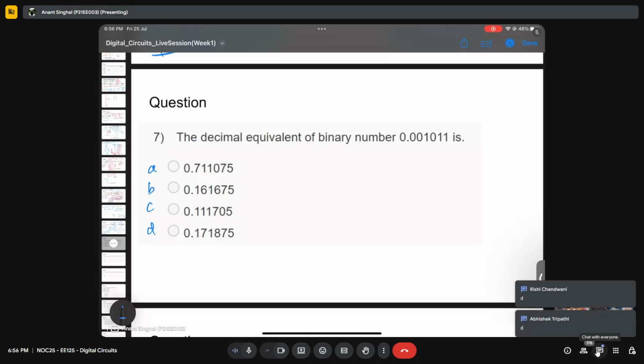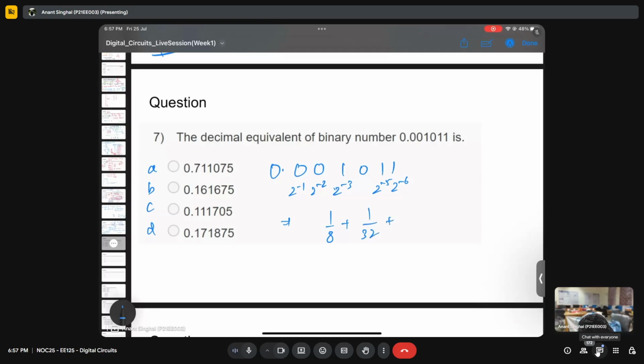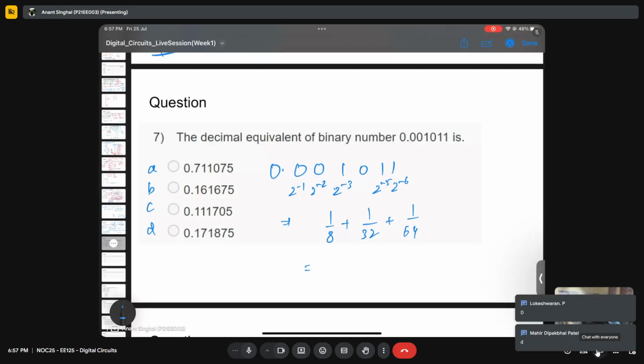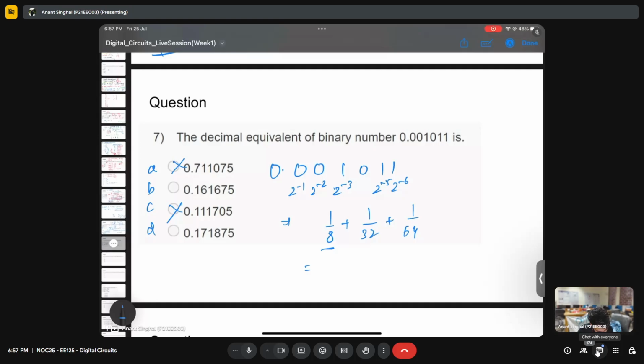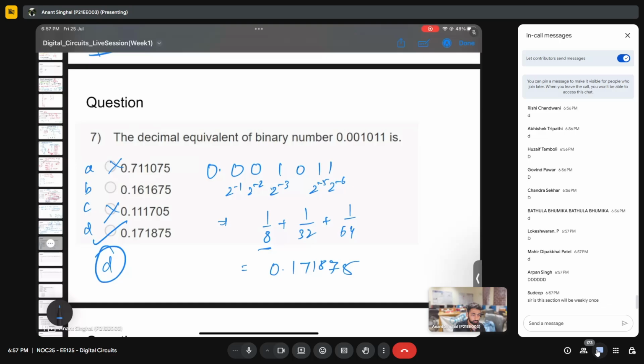Did I get any answer? Okay, option D, that is what I am getting. So let's write again 0 0 1 0 1 1. This will be -1, -2, -3, then this will be 5 and 6. So the answer would be 1 by 8 plus 1 by 32 plus 1 by 64. You need to use the calculators here. Let me use a calculator and let you know what I'm getting. It cannot be 0.7, as I can clearly see, and this is 0.125, so this is not the possibility. The answer that I'm getting is 0.171875, which is option D. This is just a problem of solving, so I hope it is clear to everyone.